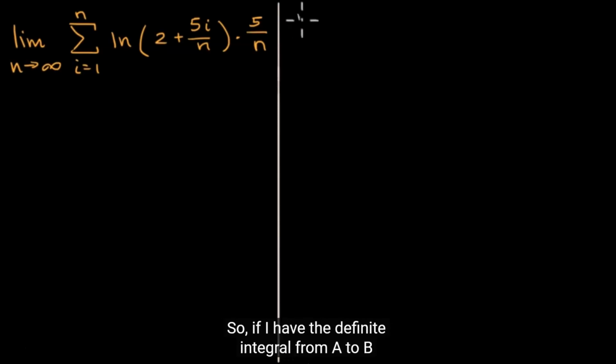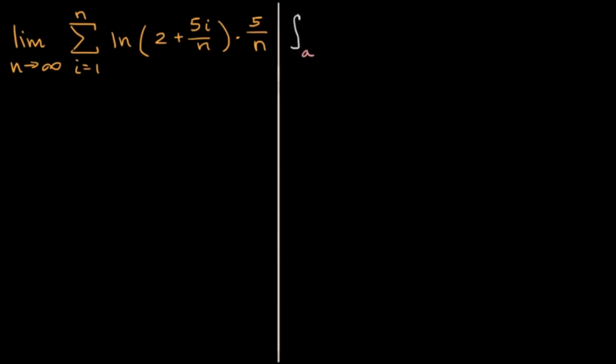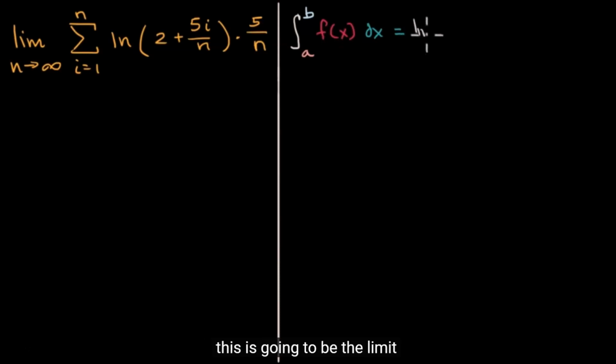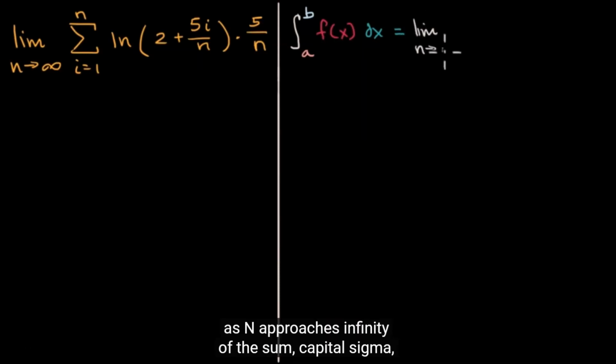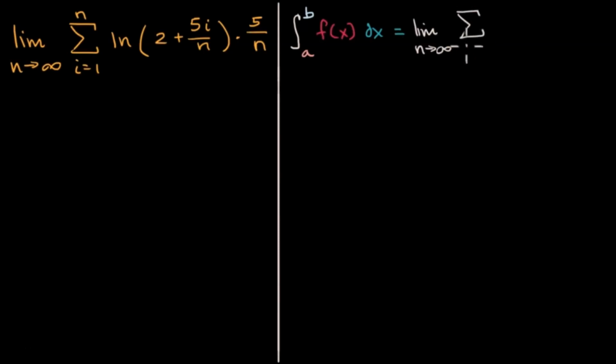we have seen in other videos this is going to be the limit as n approaches infinity of the sum, capital sigma, going from i equals 1 to n.